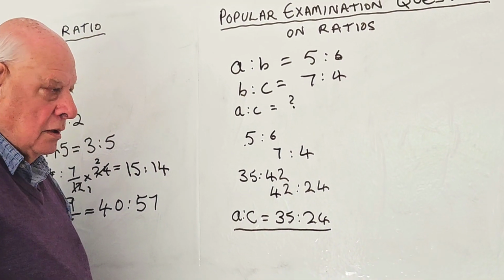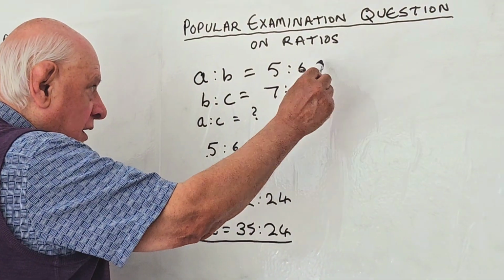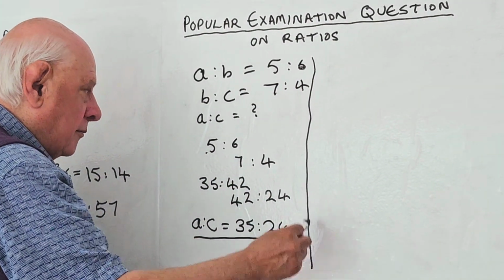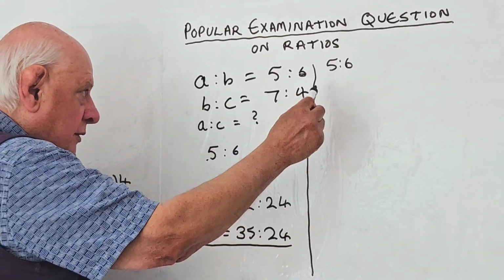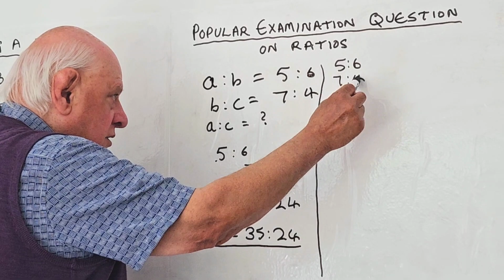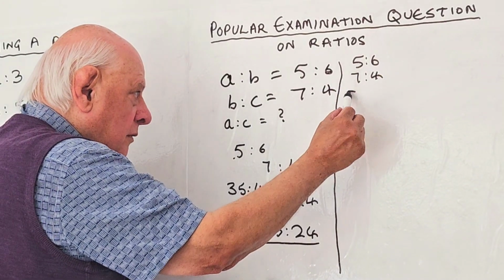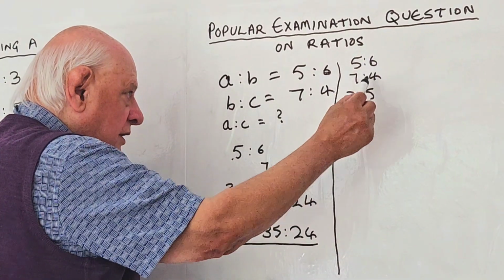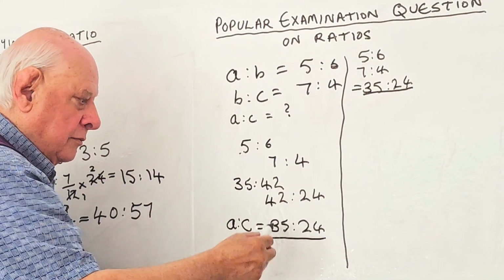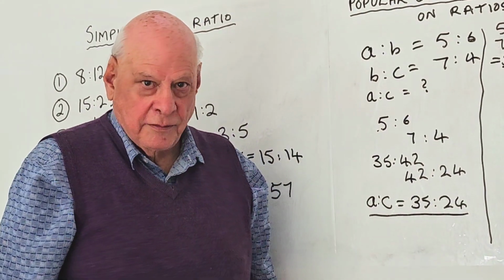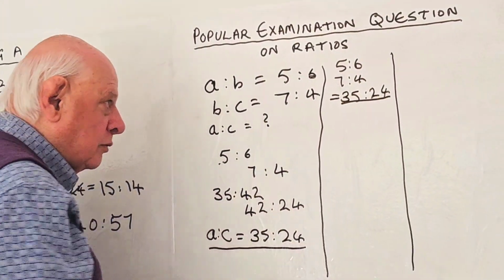All right. Now, a faster track method of doing that is like this. You've got 5 to 6, and you've got 7 to 4. Simply multiply 7 by 5, 5 by 7, and that gives you 35, and 6 by 4, 24, and voila, we have the same answer as we had before. Now this method is especially good when you have a slightly longer question.